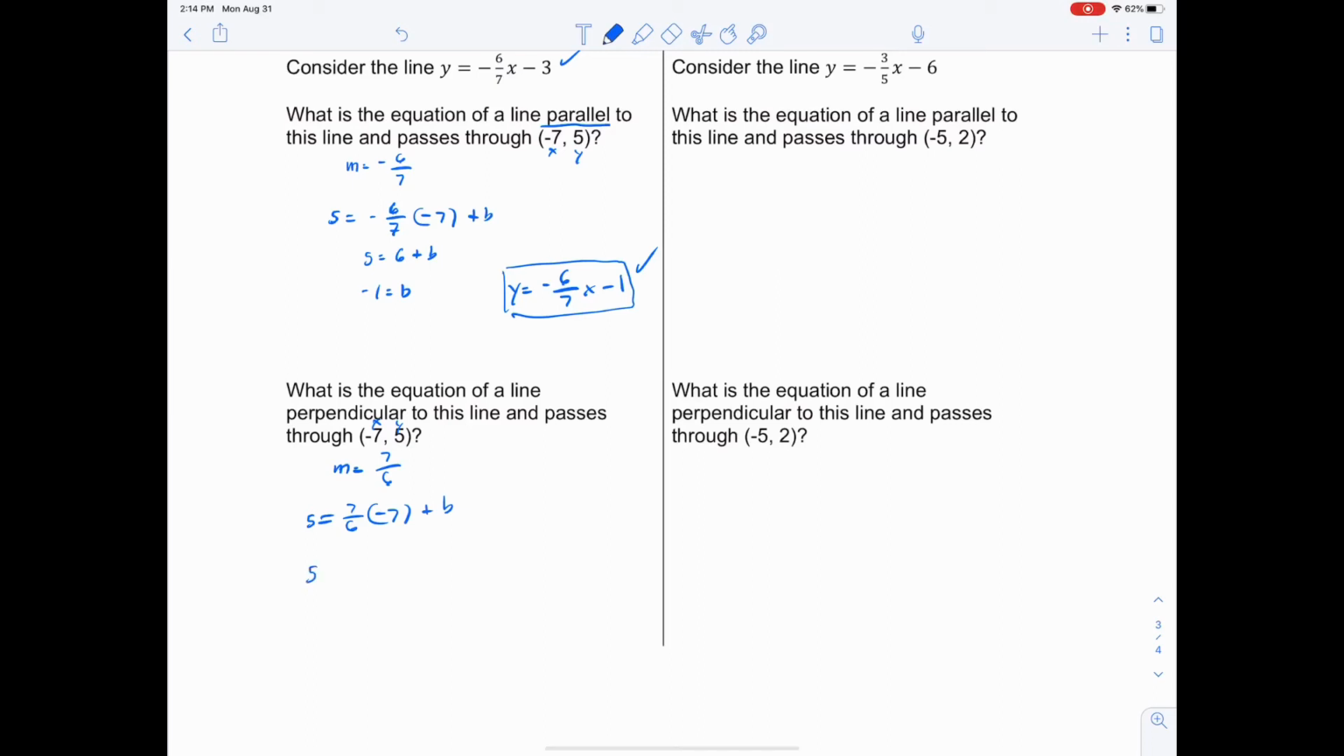For this, 5 equals, we are multiplying across, -7. It's basically 7/1, right? Same thing. We get -49/6 plus b. We have to add 49/6 to both sides. I get 49/6 plus 5/1 equals b. I need to find a common denominator, multiply by 6.